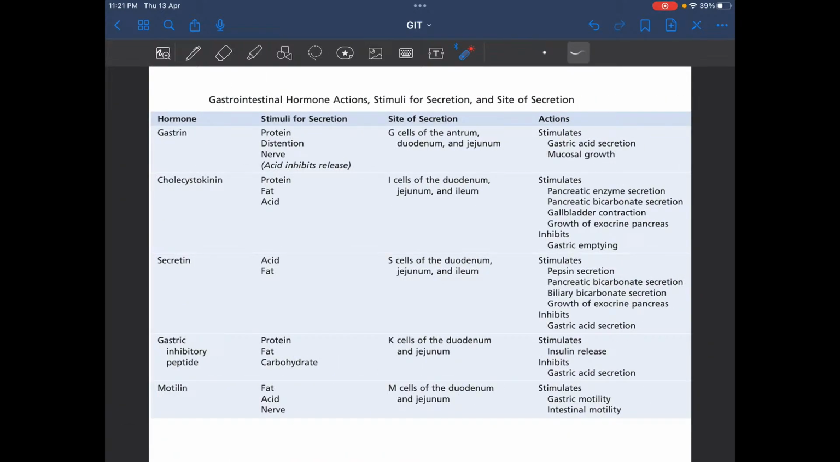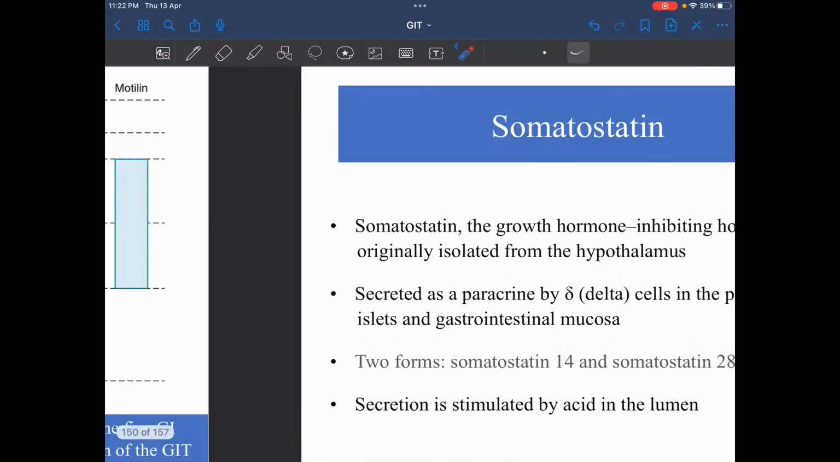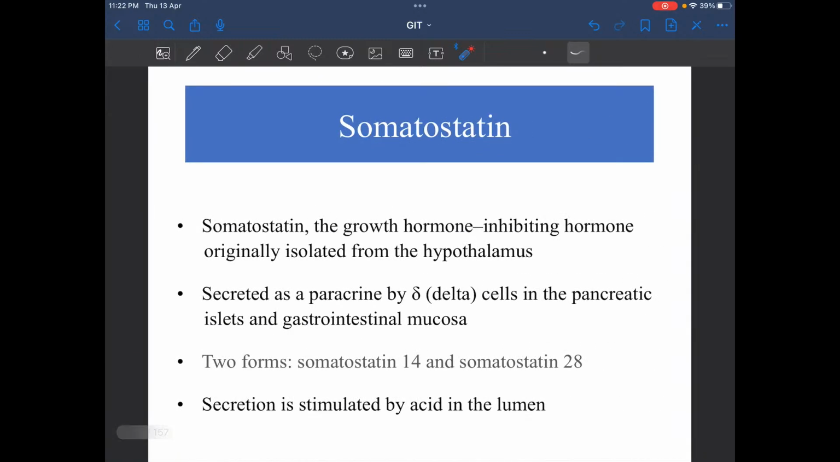All right, so we have seen this. So this is a summary. As we can see, you can go along it as well. So this is what we are seeing. Where is gastrin released from? From the antrum, duodenum, and jejunum. And most of the CCK, secretin and so on, they mainly release from duodenum, jejunum, and ileum as well, from all three sites. Okay. So somatostatin, we know it's mainly by the delta cells.